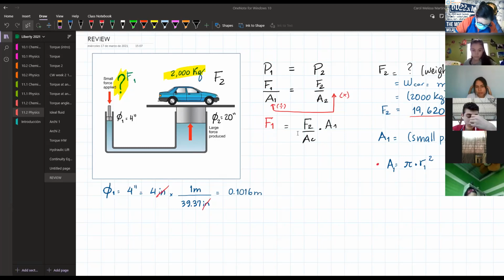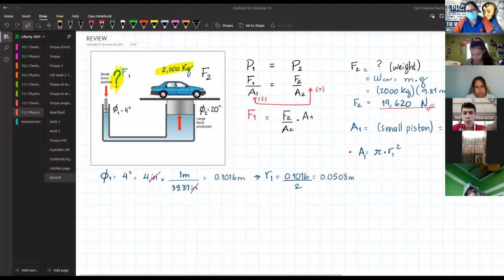These are meters. That's the diameter 1, and with this, you get the radius 1. So it's going to be 0.1016 divided by 2. That is 0.0508 meters, okay? 0.0508, exactly. I'm going to move this.